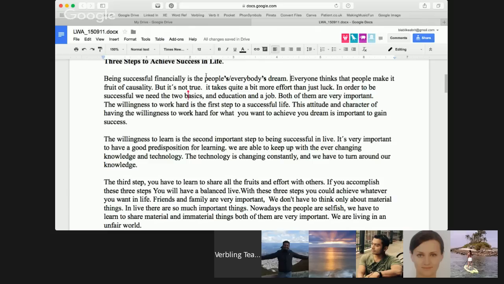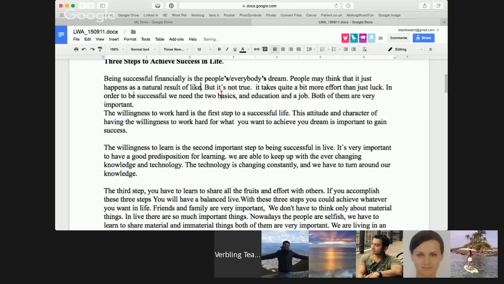Okay, I think we need to change the sentence order around because it doesn't make sense with this word here. So maybe something like, people may think that it just happens as a natural result of life or something like that. Okay. But it's not true. It takes quite a bit more effort than just luck. In order to be successful, we need the two basics.